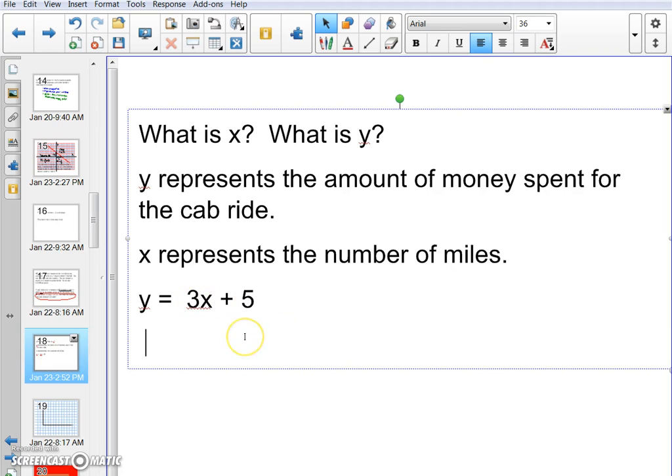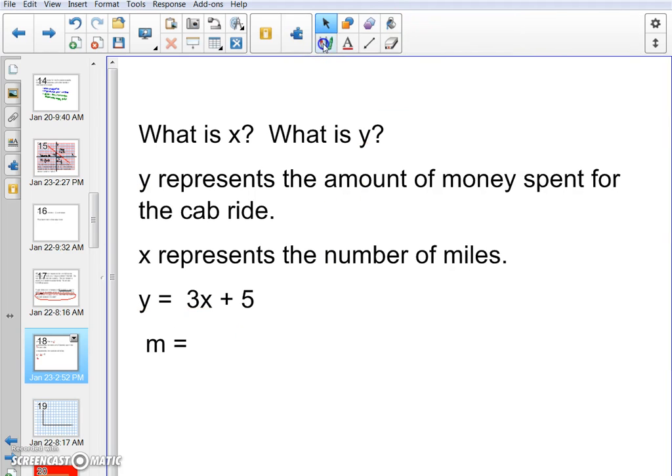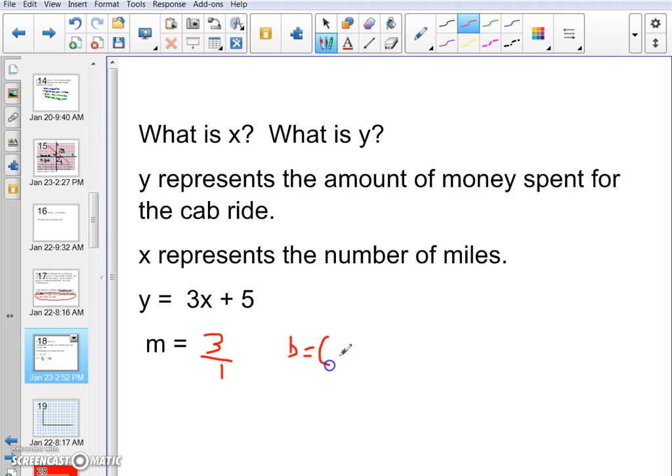So slope is 3 over 1. So m is equal to 3 over 1. I'm actually going to write this because fractions are a little difficult to do in this program. And then we also know that b, which is our y-intercept, is going to be (0, 5).